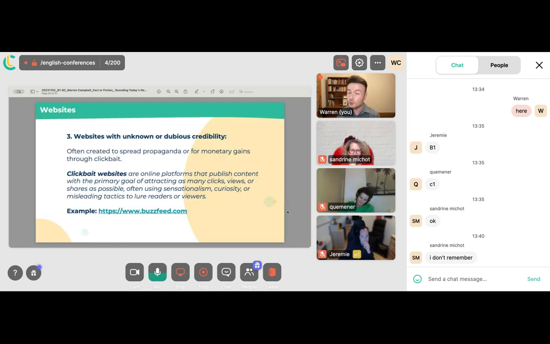Websites with unknown or dubious credibility. Remember dubious, that was one of our words earlier. Often created to spread propaganda or for monetary gains through clickbait. Clickbait websites, one of the most popular ones, I guess, in recent years, which has faced financial trouble recently, is BuzzFeed. Now, I'm not suggesting that BuzzFeed posts fake news, but clickbait, they certainly do. An online platform that publishes content with the primary goal of attracting as many clicks, views, or shares as possible, often using sensationalism, curiosity, or misleading tactics to lure readers or viewers.